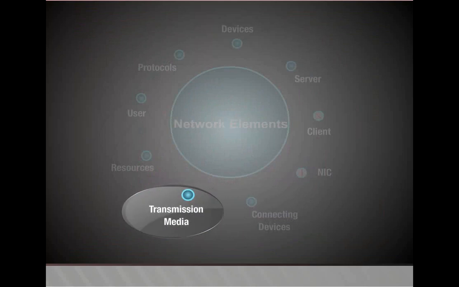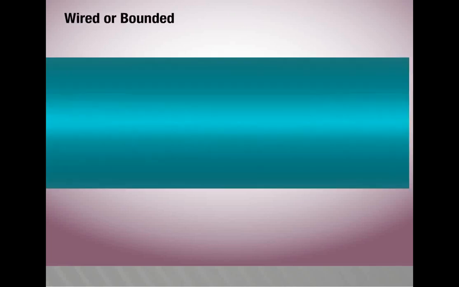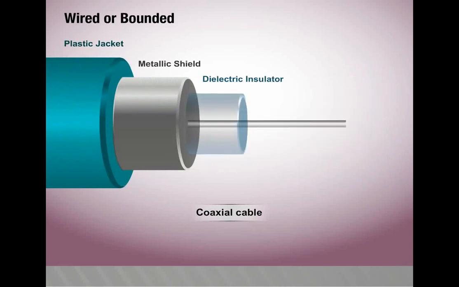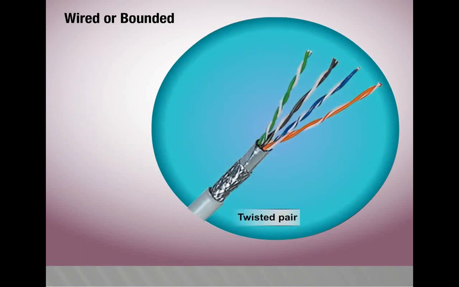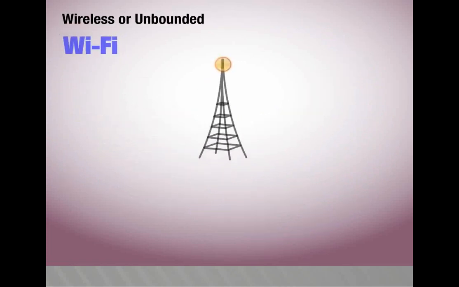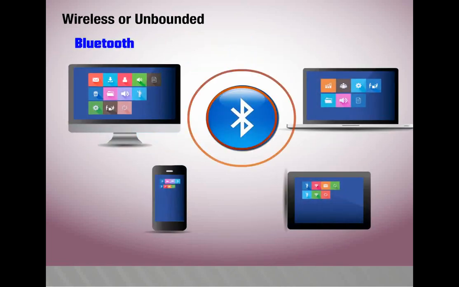Transmission media. Transmission media interconnects the computers in a network. Transmission media may be wired or wireless. Wired or bounded: coaxial cable, twisted pair wire, fiber optic cable. Wireless or unbounded: Wi-Fi, Bluetooth.